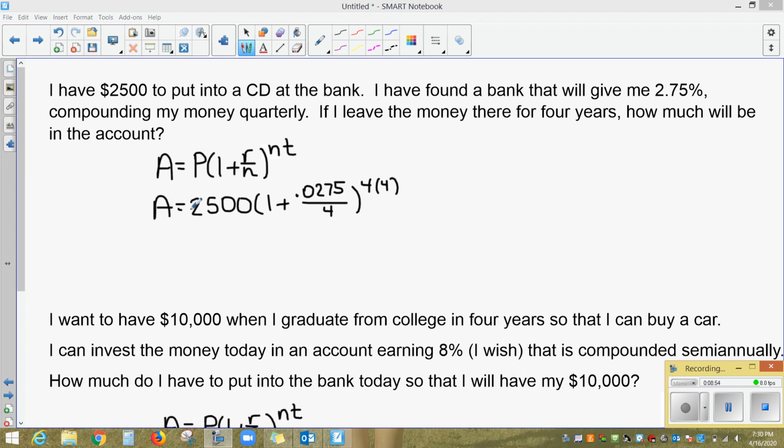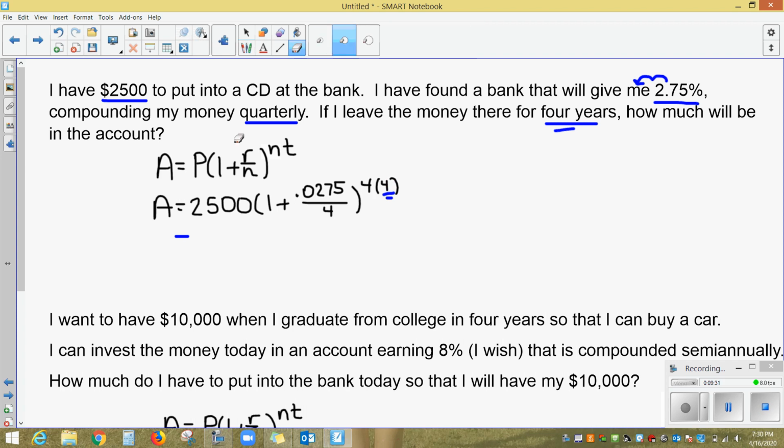Okay, on the top one, the $2,500, that's my present value. My 2.75% interest, I move the decimal to the left 2 places and I get 0.0275. Quarterly means 4 times each year, and then I also am leaving it there for 4 years. So this 4 is this 4, and these 2 are because of the quarterly statements. Go ahead, if you didn't have that, get that adjusted, pause it, plug in, and then see what comes out.